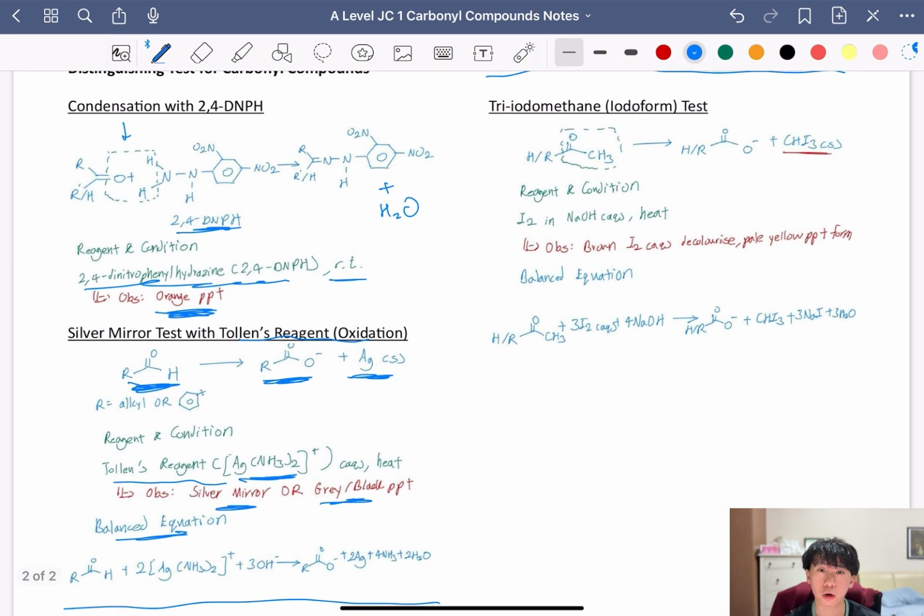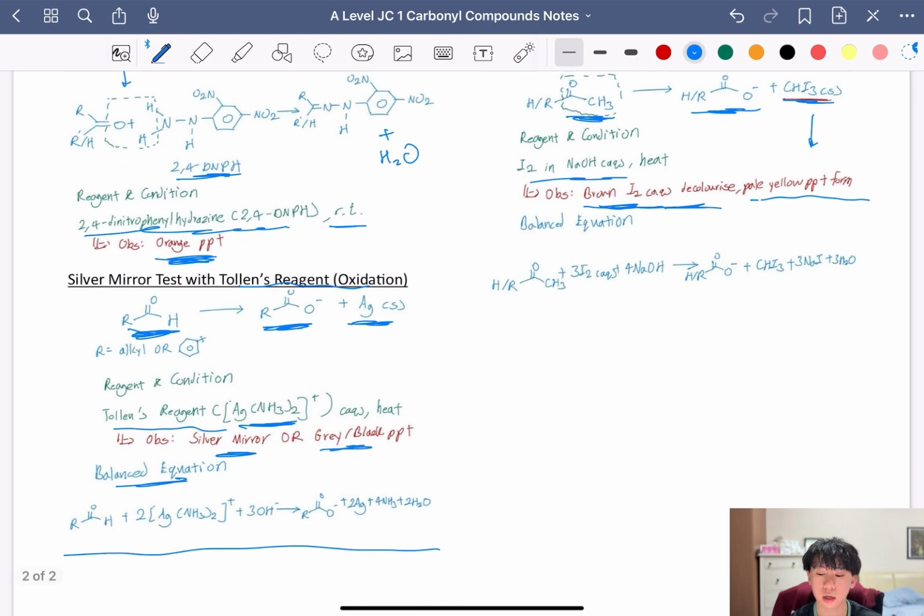Lastly, your carbonyl compounds in this specific orientation, specifically this C=O CH3 group that is boxed up, can undergo this iodoform test. Now this iodoform test will produce this carboxylate salt as well, along with this CHI3, which is very distinguishing because this produces a pale yellow PPT over here. You will also get brown I2 that decolorizes because that is part of your reagents. Your reagents and conditions are the I2 in NaOH aqueous under heat. And as for the balanced equation, I will also highly encourage that you go and memorize this.